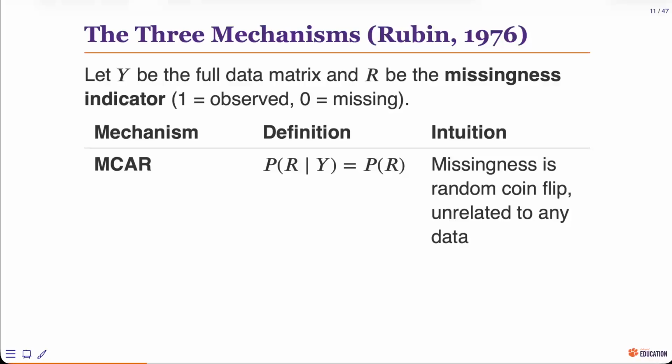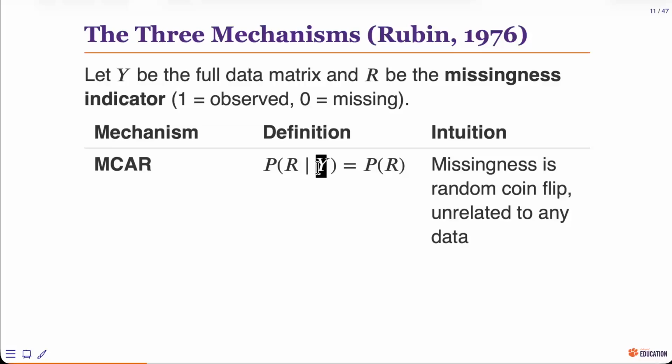To do this mathematically, let's imagine Y is a full data matrix and R is an indicator matrix, where each element records whether the value in Y is observed or missing. If it's observed, R has a 1, and if it's not, R has a 0. The mathematical definition of missing completely at random is that the missing data do not depend on the data itself. Basically, whether an observation was missing or observed does not depend upon the data.